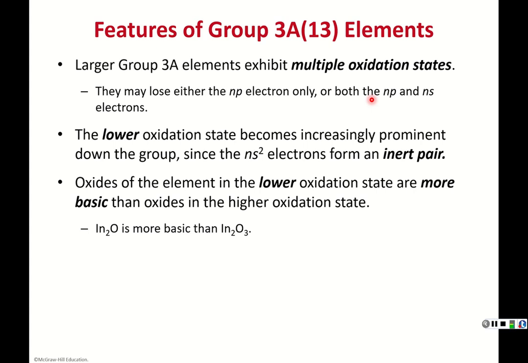The lower oxidation state, the +1 state, becomes increasingly prominent down the group, in the sense that those s electrons form an inert pair, and we talked about that previously: when the effective nuclear charge increases, because those d and f electrons aren't shielding very much, those s electrons are held tighter and they aren't let go as easily, and that's what we refer to as an inert pair.